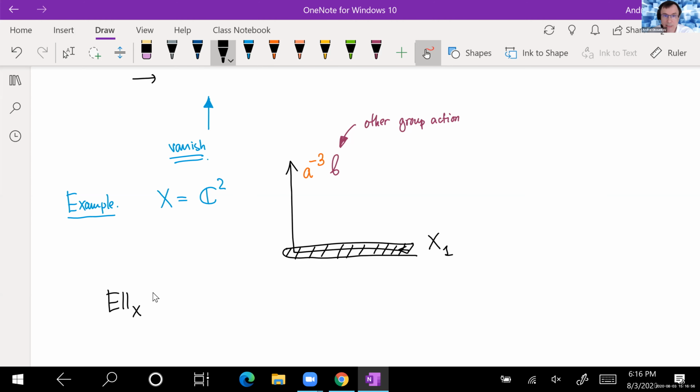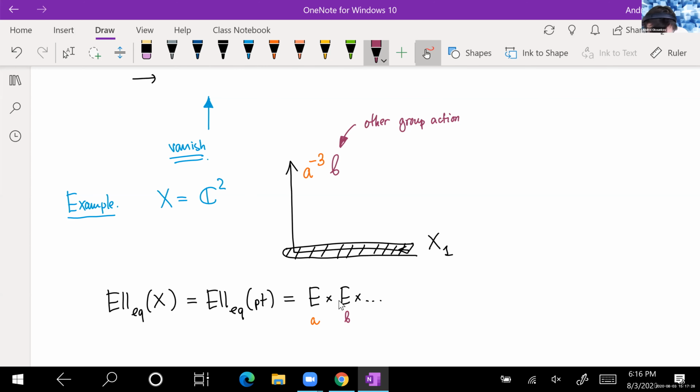Well, X contracts to a point. So sorry, elliptic G, whatever my equivariant homology of X. Well, that's the same. X is C2, it contracts to a point, so this is the same as the equivariant elliptic homology of a point. And so if I'm working with tori, this will be just a bunch of copies of an elliptic curve. One, another one. So this is for the variable A, this is for the variable B, and whatever other things I could have. Okay.